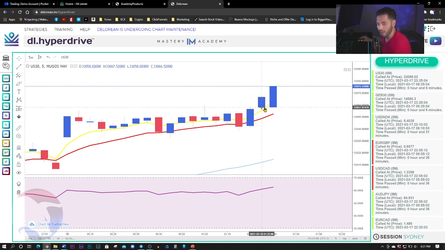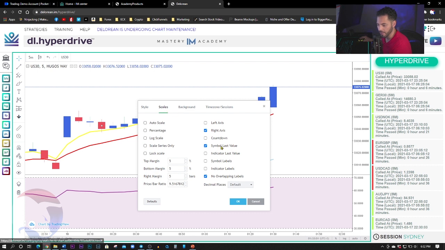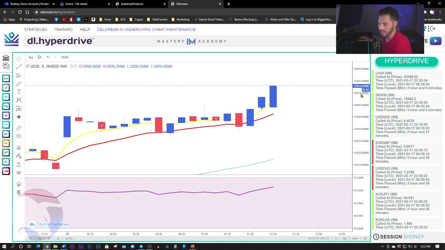So depending on your time of the countdown, actually, this is one thing you can do on this software: go to settings, and this will help you out as well. You go to scales, click on countdown, and you can see on the right-hand side, it gives you the countdown on this 5-minute candle. So we have 2 minutes and 47 seconds left on this blue candle. So now you get to see the countdown.